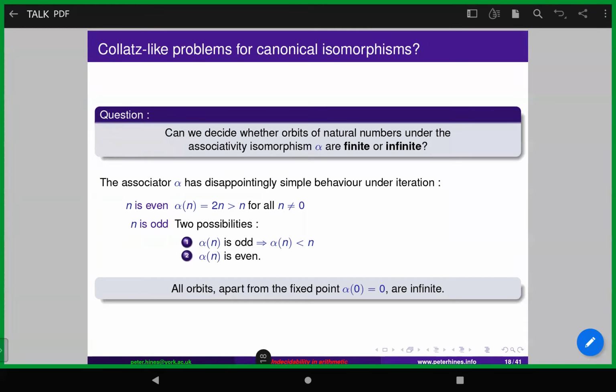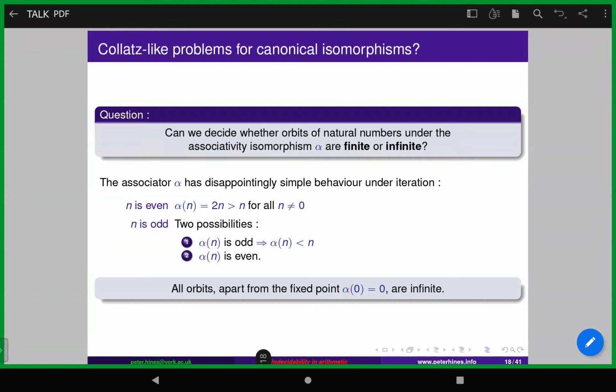We've got an even-odd split. If something's even, we double it. That's going to diverge to infinity. If it's odd, well, it's either going to decrease it and give us another odd number, or it's going to give us an even number. So any odd number is simply going to decrease until it arrives at an even number and then disappear off to infinity again. So all orbits are infinite apart from the single fixed point at 0.